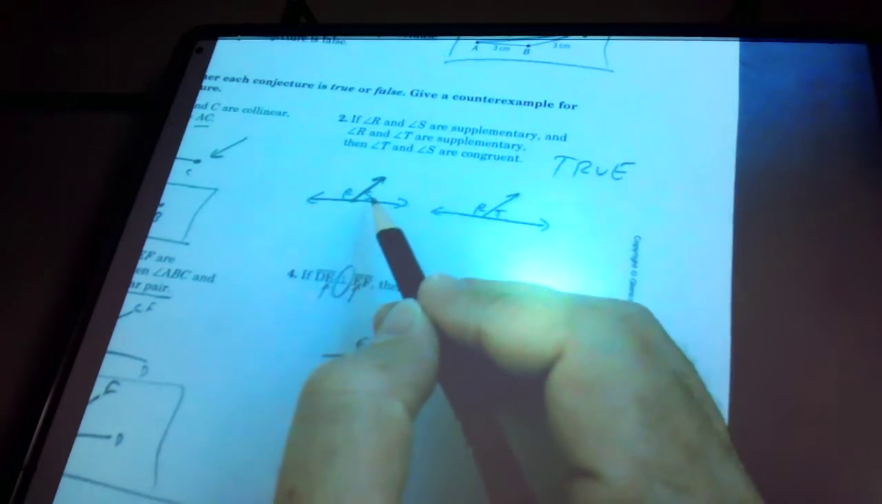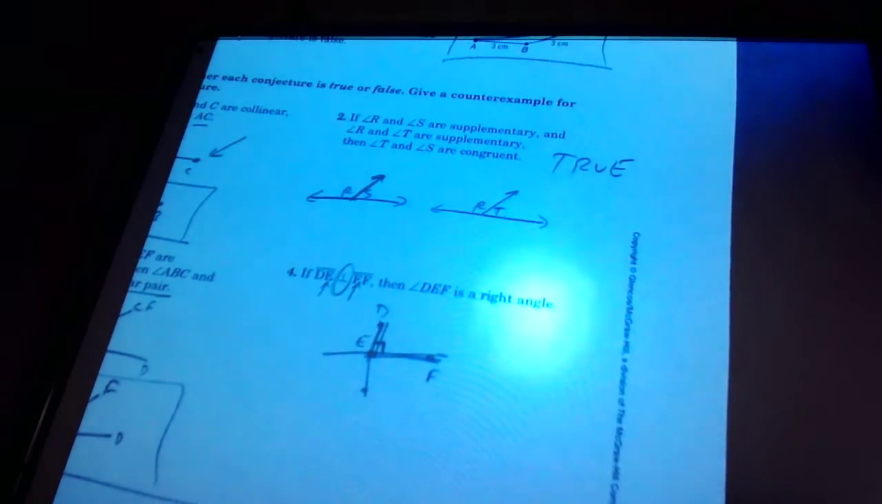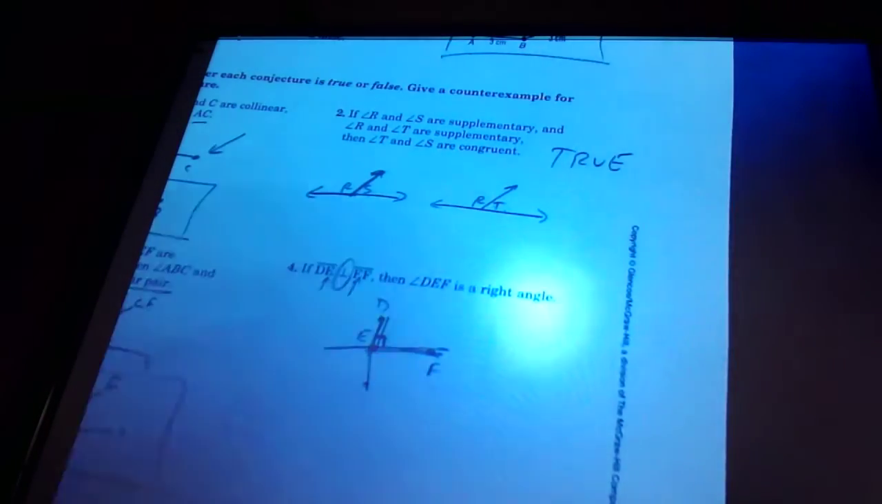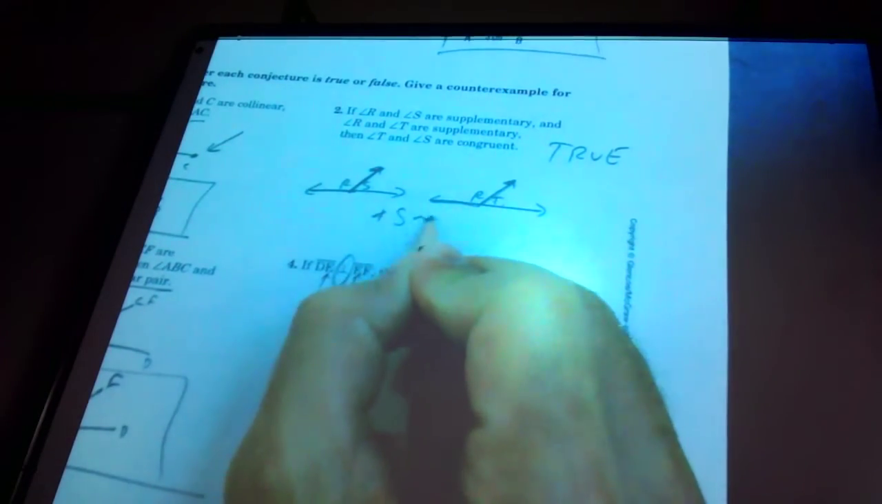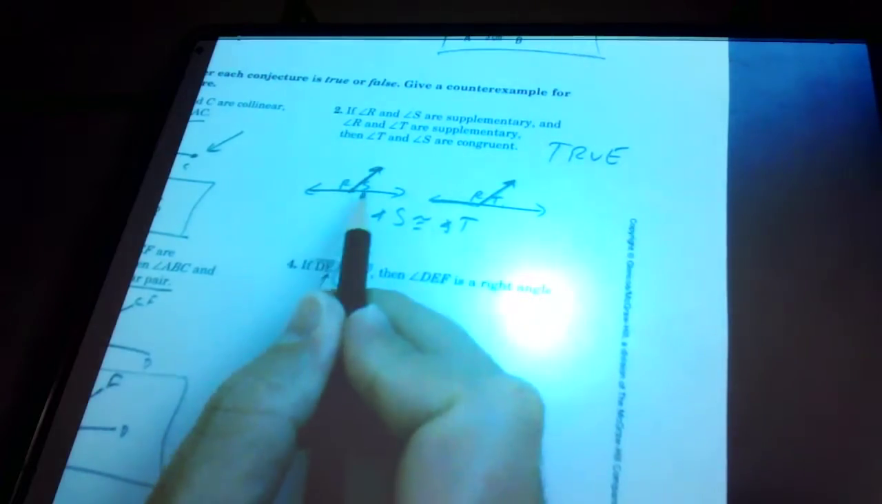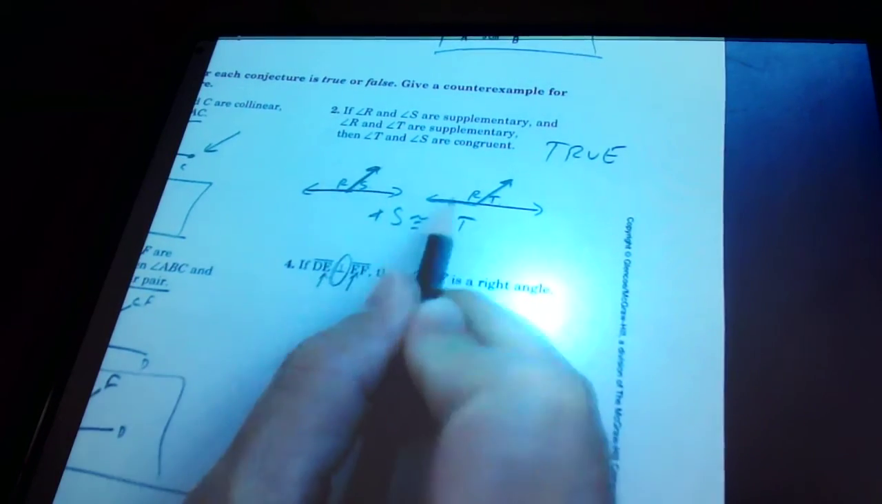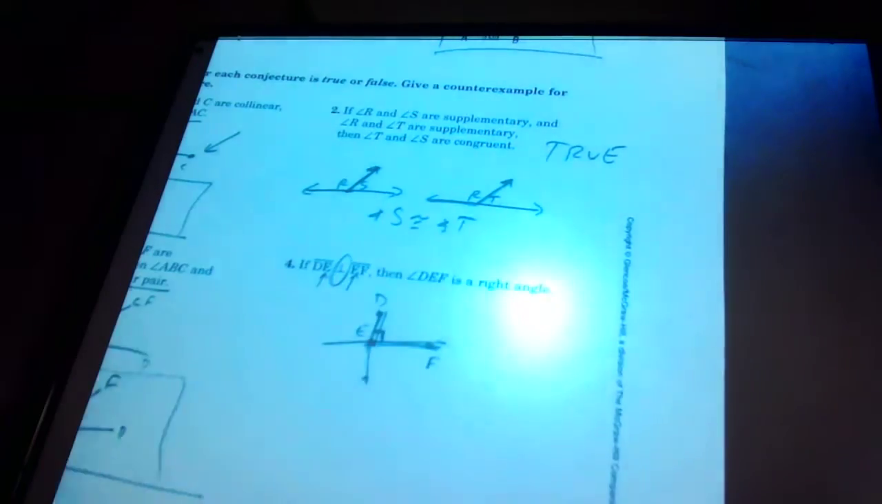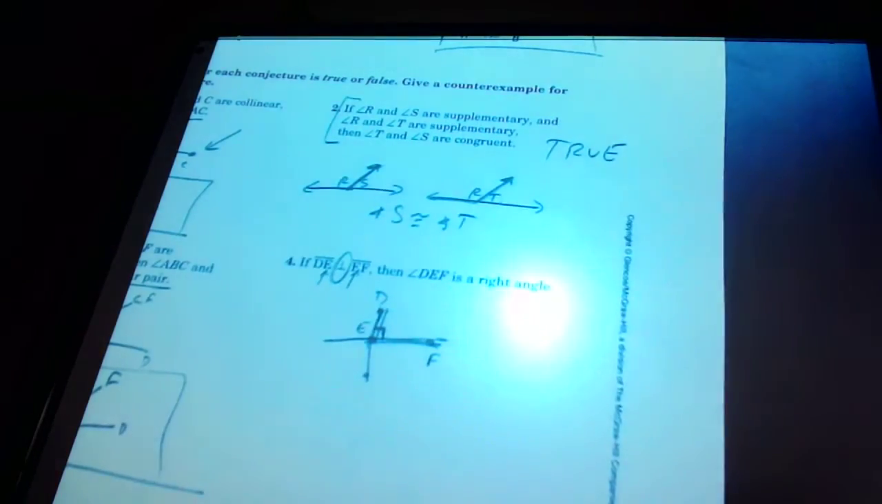If angle R and angle S are supplementary, okay, and angle R and angle T are supplementary, then T and S have to be congruent. Well, here's what I know. If R and another angle equal 180, and the same R and a different angle equal 180, then angle S has to be congruent to angle T. I mean, angle R is angle R. It's the same thing, all right? So when this happens, if angle R was 100, well, angle S would have to be 80. Well, if angle R was 100, angle T would also have to be 80. For it to meet the stipulations of the problem, T and S have to be congruent. So I'm just going to go write that that's true.